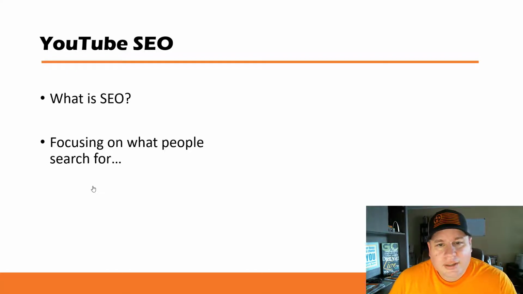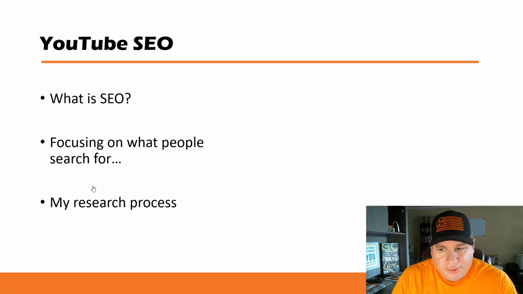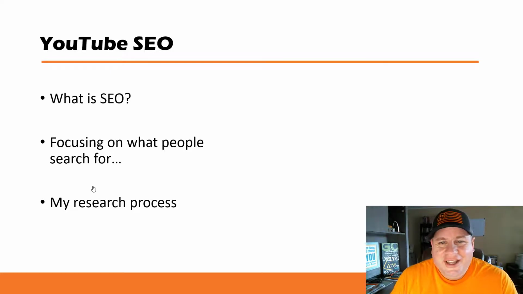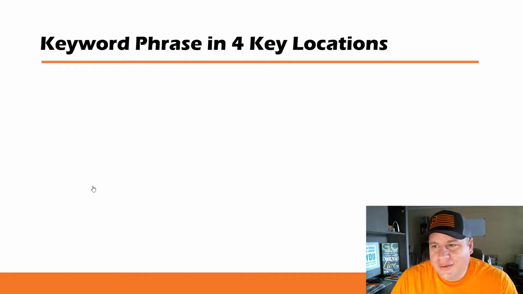So we'll be talking a little more about my research process, okay? And I'm actually going to be showing you this live. In fact, I'm going to show you the process that I took when I was doing research for this video that you're watching now, okay? There's a keyword phrase and 4 key locations. I'm going to show you how to look for keyword phrases that people are actually searching for on YouTube, how often they're searched for on a monthly basis, and where to put this keyword phrase in your video. There are 4 key locations where you need to put your keyword phrase, okay?